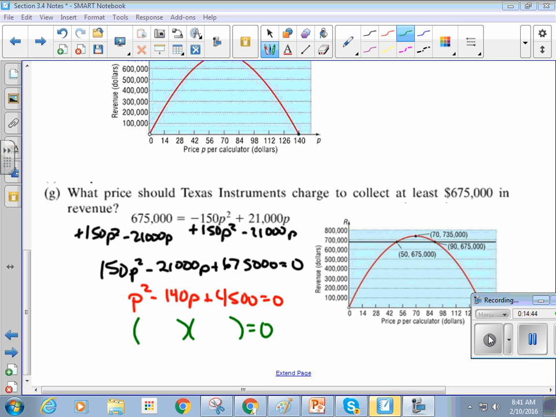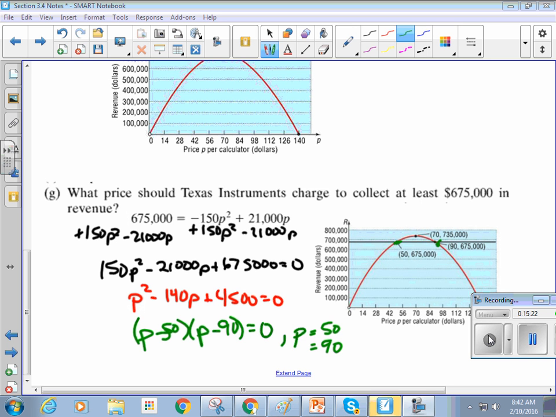Now the funny part is, I already know the spoiler alert. I know what two numbers multiply to give me 4,500 and add to give me negative 140. What two numbers? 90 and 50. I did know, so it's P minus 50, P minus 90. And this is the math that backs up these points here. So I know that P is equal to 50 and 90.